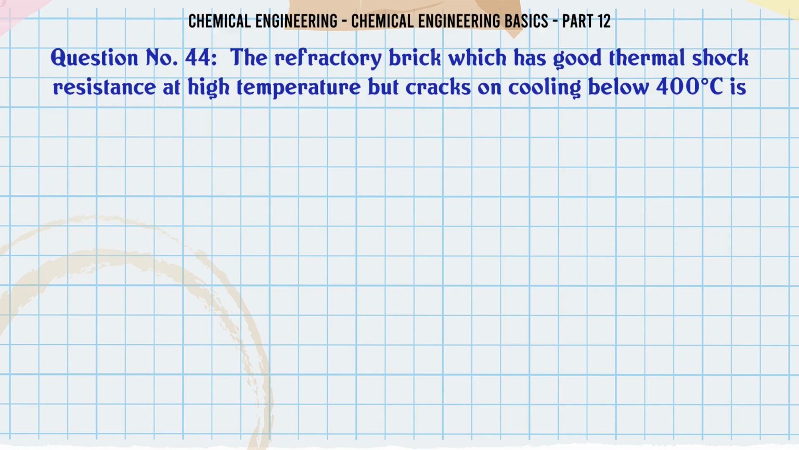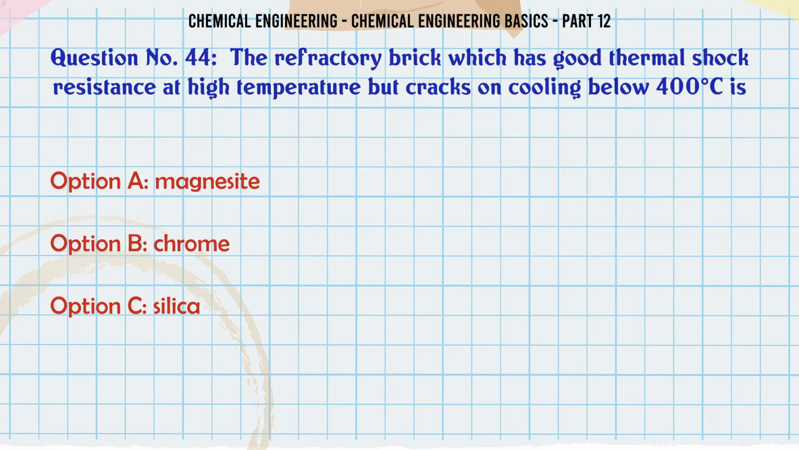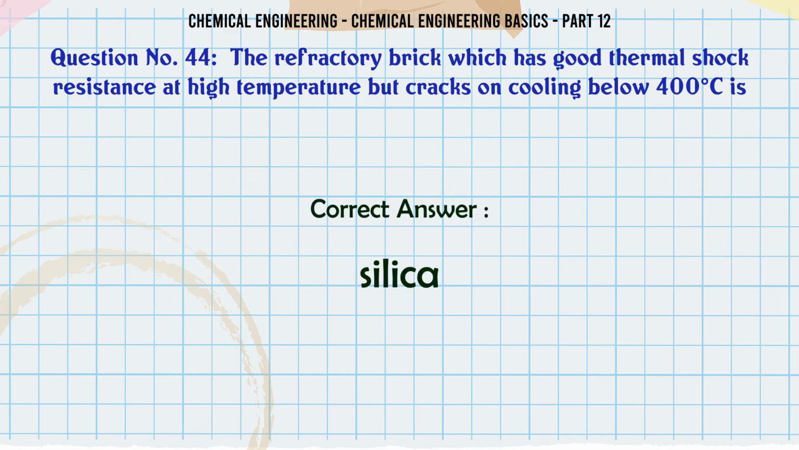The refractory brick which has good thermal shock resistance at high temperature but cracks on cooling below 400 C is A. magnesite, B. chrome, C. silica, D. fire clay. The correct answer is silica.